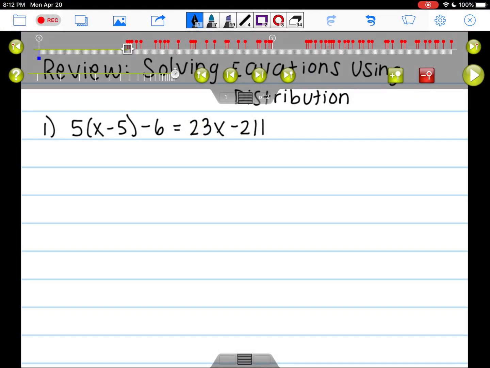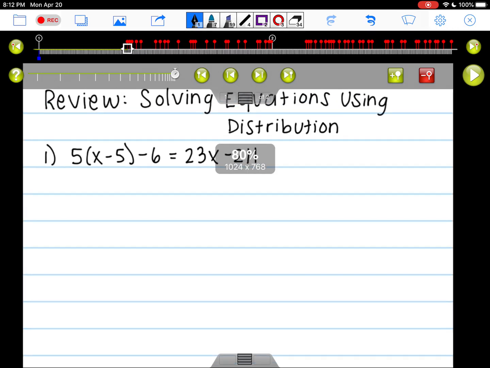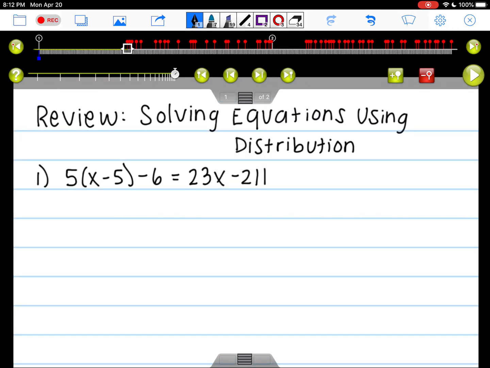Okay, let's look at this first one. It says solving equations using distribution. The first thing we're going to look at is the 5 times x and then 5 times negative 5. Remember, when we're solving equations, we have an equal sign right there. We solve the left-hand side separately, and then we solve the right-hand side separately, and then we'll combine at the end.